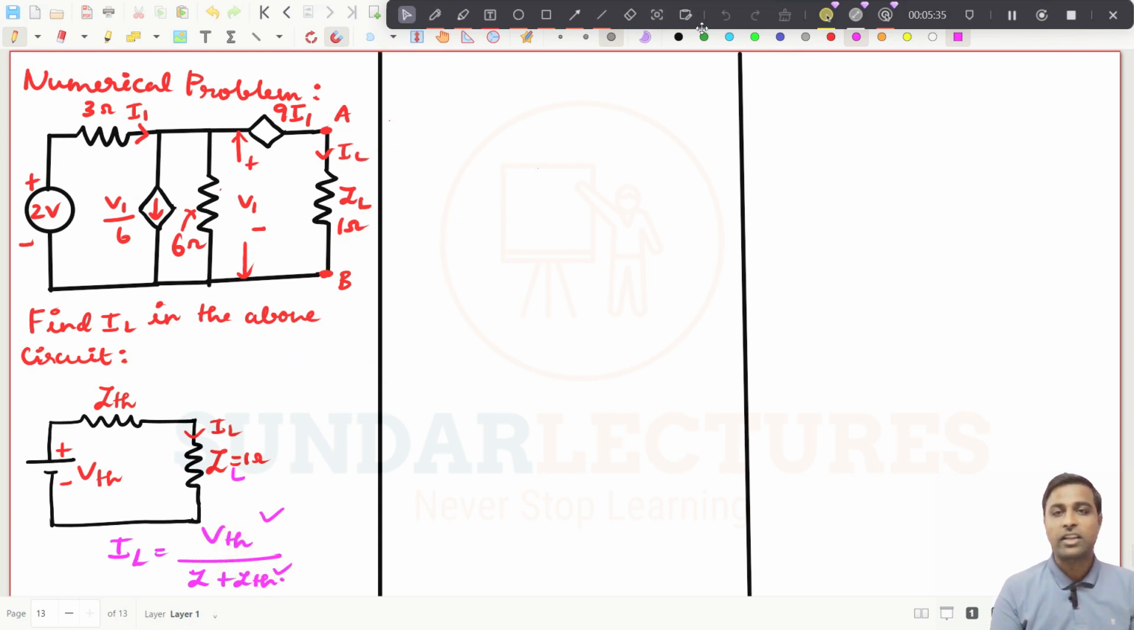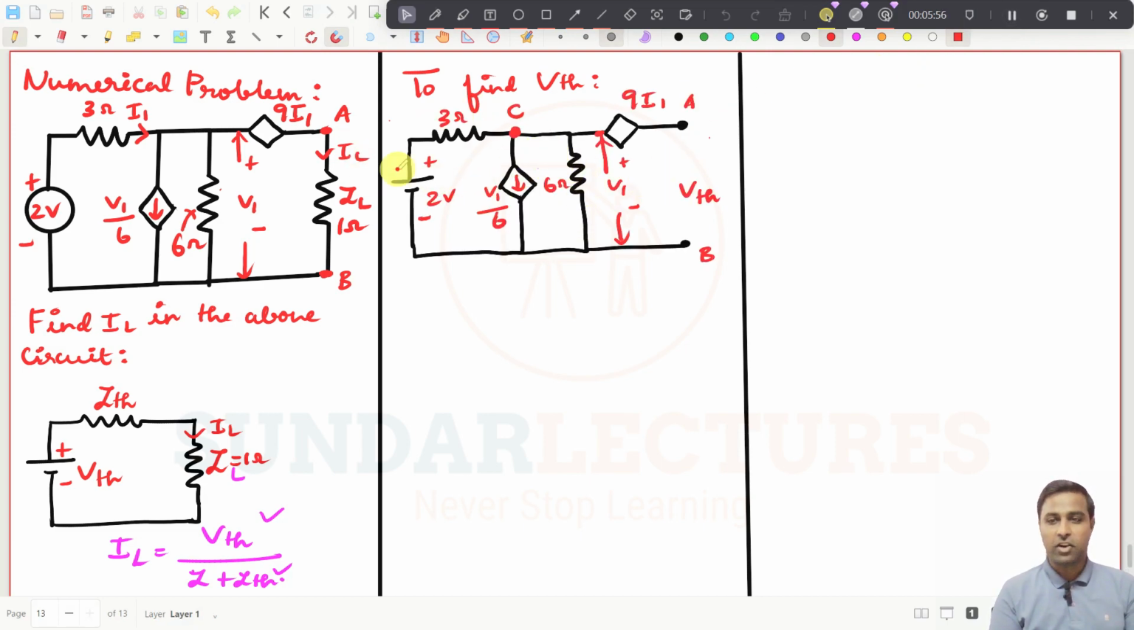To find VTH, what is the procedure? You just open circuit this load resistance and find the voltage across these 2 points, VAB. I will draw the diagram again. See, I have drawn this diagram.